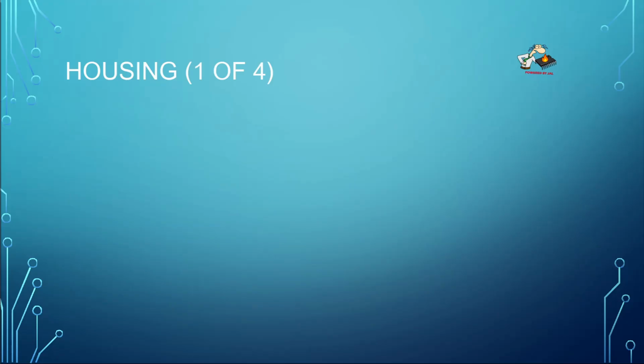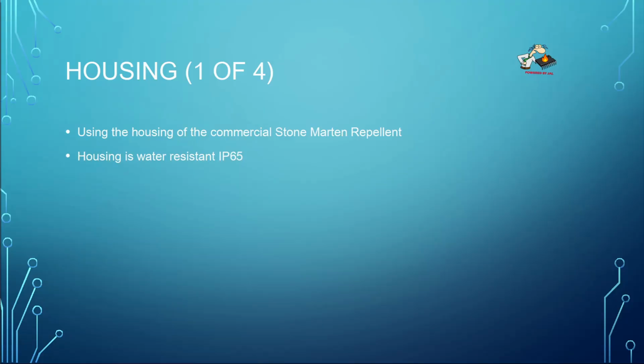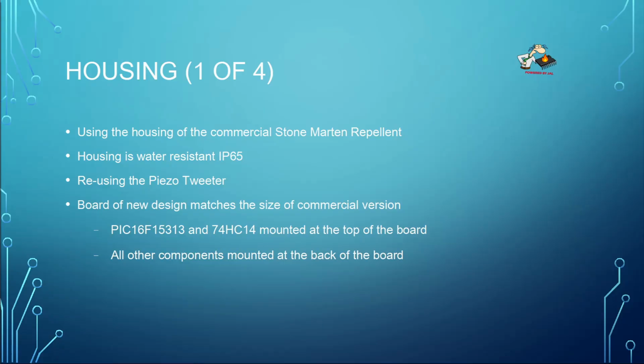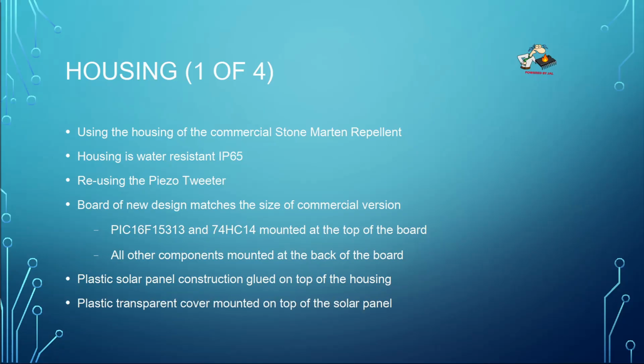So, something about the housing. I'm using the housing of the original device because I couldn't use it anyway. This housing is water resistant, which is very nice. I'm also reusing the piezo tweeter. In the new design, as you saw the board in the previous slides, it matches the size of the original board. As I said, the active components are mounted at the top and the passive components are at the back. Then I made a plastic construction for the solar panel and glued it on top of the housing. On top of that, I made a plastic cover to protect the solar panel from rain.